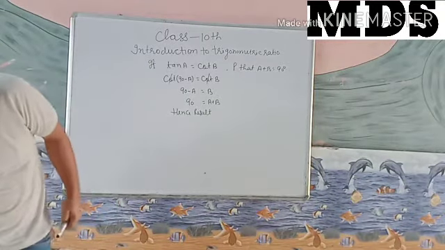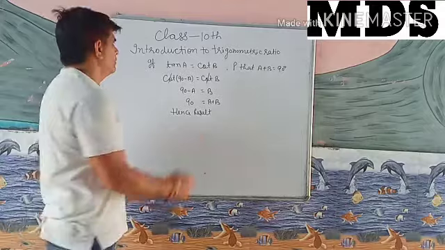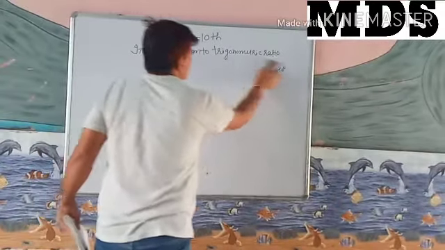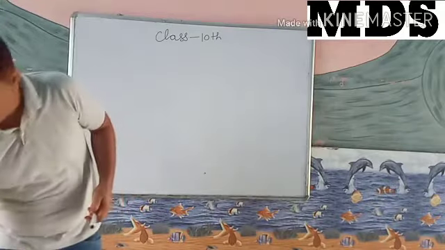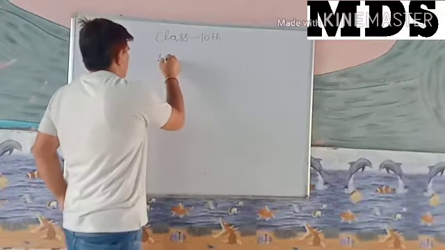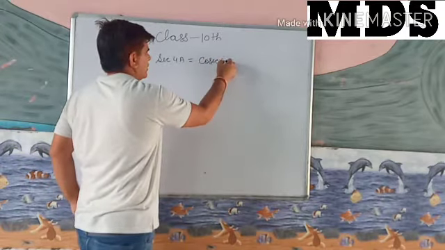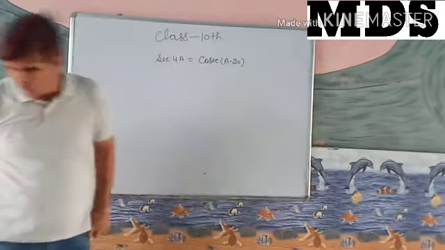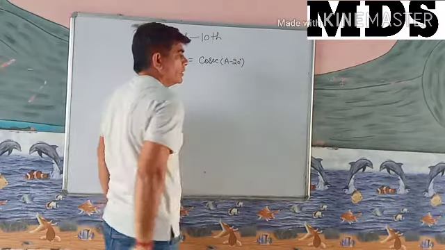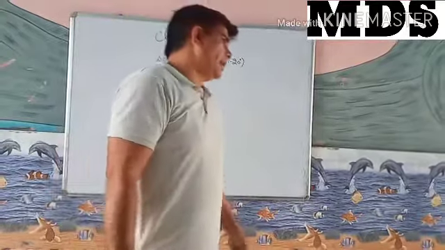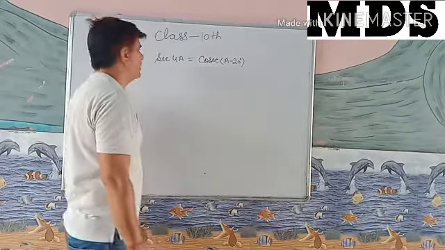Fifth question, find the value of A. It's given if secant 4A equal to cosecant (A minus 20), then find the value of A. This is question number 5, where 4A is an acute angle. Already you know what is an acute angle. If the angle is more than 0 degrees and less than 90 degrees, that angle is called an acute angle.